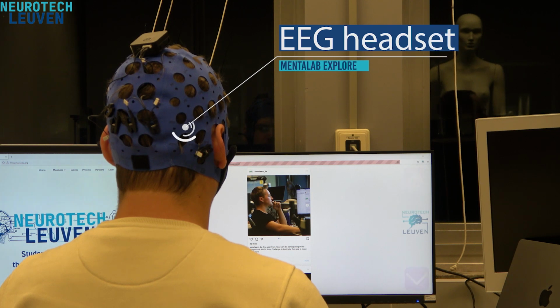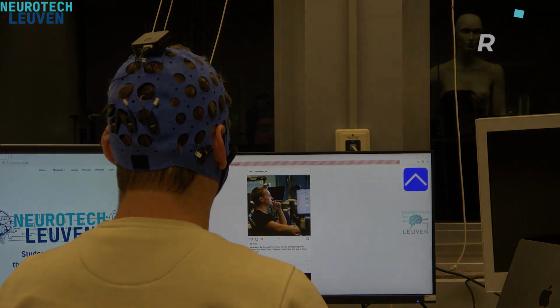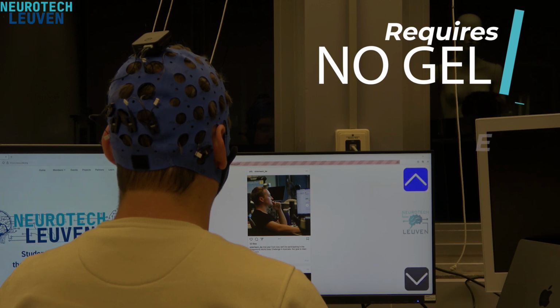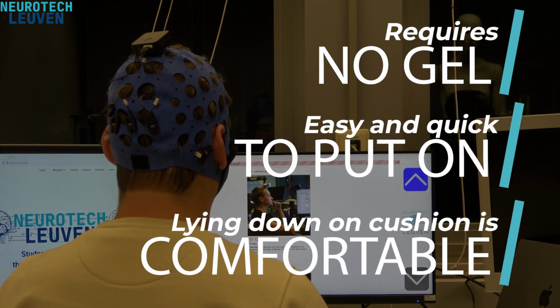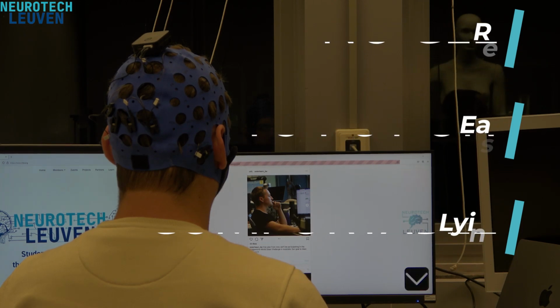We tested out various headsets, but were astonished by how well the Mentalab Explore worked with dry electrodes. While being the largest cost of BrainBrowsR, it is relatively cheap and commercially available. It does not require gel, it is easy and quick to put on, and the electrodes have a small height, which makes lying down on a cushion comfortable.